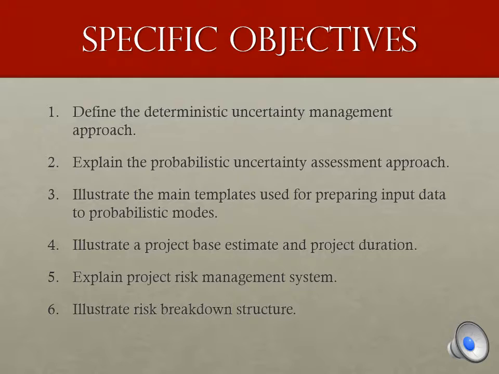The specific objectives of this chapter include: 1. Define the deterministic uncertainty management approach. 2. Explain the probabilistic uncertainty assessment approach. 3. Illustrate the main templates used for preparing input data to probabilistic models. 4. Illustrate a project-based estimate and project duration. 5. Explain project risk management system. And then finally, illustrate risk breakdown structure.